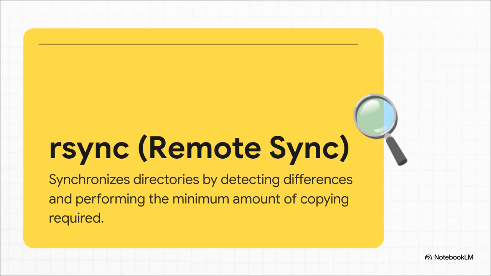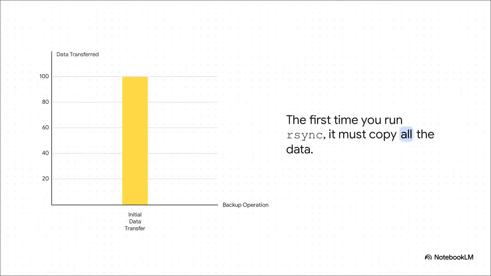Honestly, this tool is an absolute game changer. It's not your average copy-paste. rsync is brilliant. It looks at what you have and what you want to back up, and it figures out the exact differences, the delta. Then, it only sends the pieces that have actually changed. It's incredibly efficient. So let's walk through it.